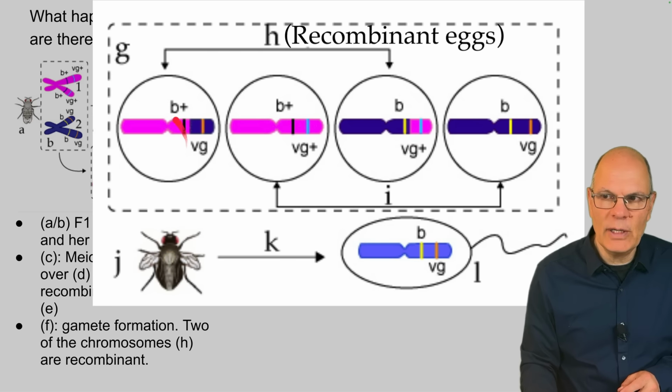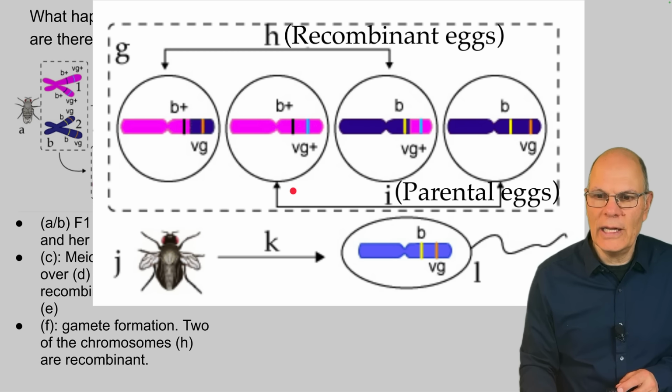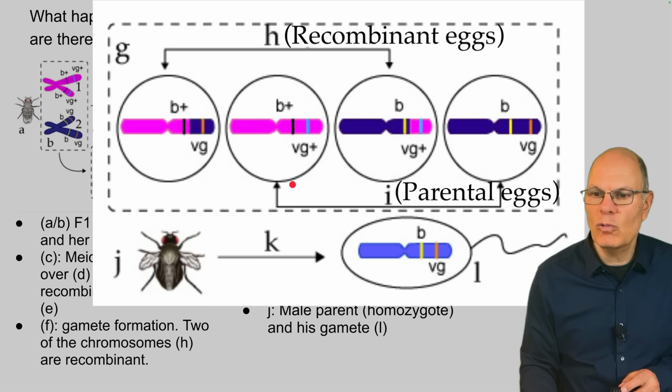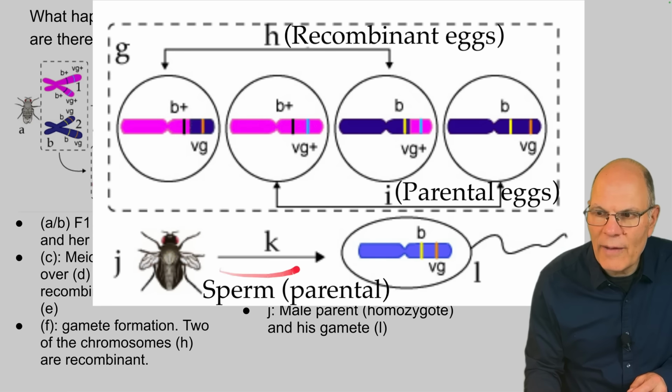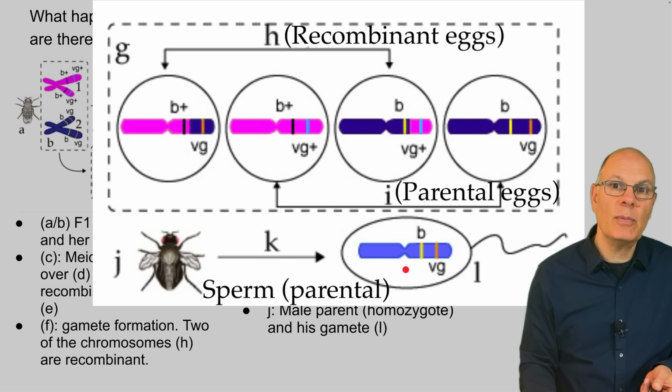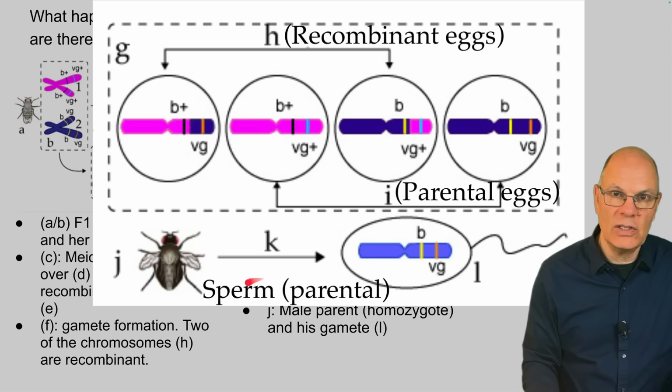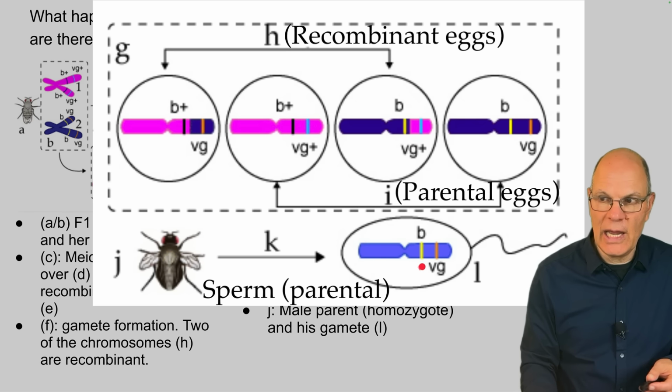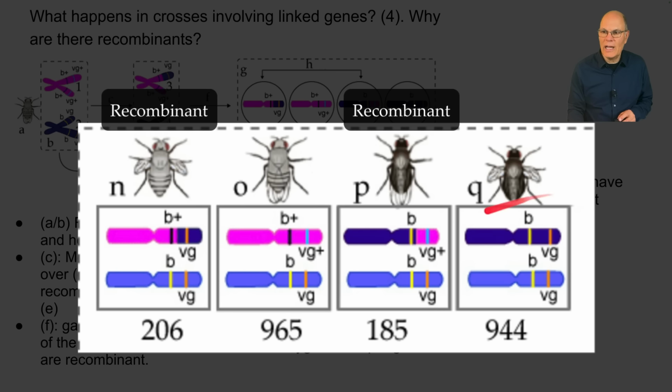So this is a recombinant B plus VG, this is a recombinant B VG plus, but these 2 at letter I, those are parental, right? They're just like the parents, B plus VG plus B VG. Now over here, we have the male parent who's a homozygote, and he can only produce one kind of gamete. He's homozygous. He can only produce a gamete that has B and VG. Here's what happens with the offspring.